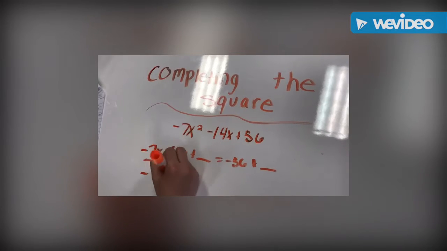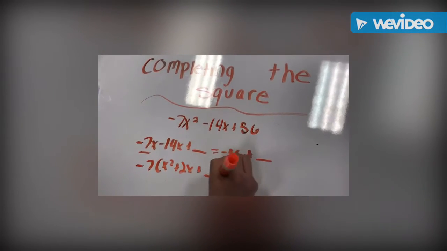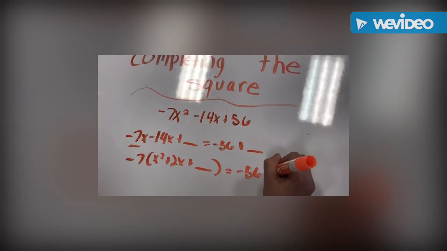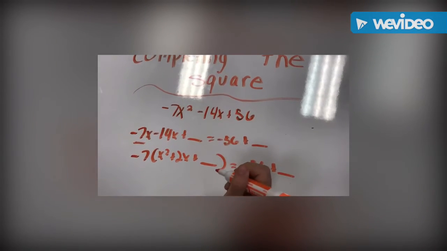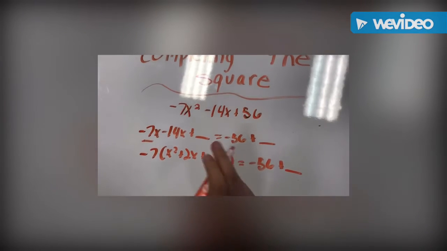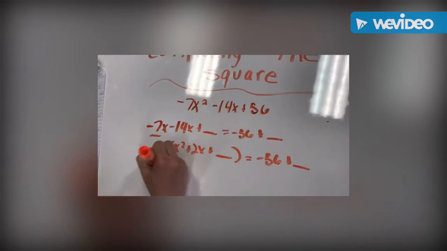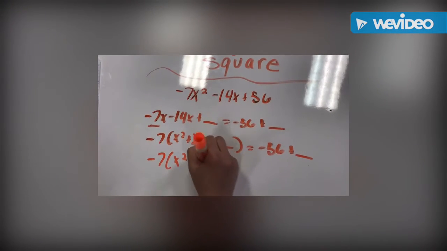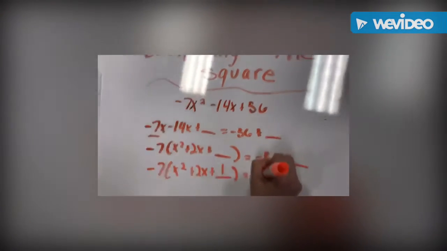Negative 7 times x squared plus 2x plus blank equals negative 56 plus blank. Next, find the c value. To find the c value, take the b, divide it by 2, and square it. So, negative 7 times x squared plus 2x plus 1 equals negative 56 plus negative 7.